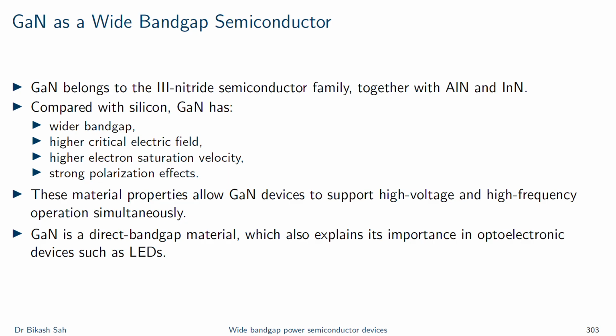The final point is that GaN is a direct band gap material. It's not central for power switching, but it explains why GaN became famous first in optoelectronics, especially in LEDs and laser diodes. For power devices, the most important message is that GaN is not merely another semiconductor, but a material platform where high field strength, high speed, and heterogeneous engineering all come together.